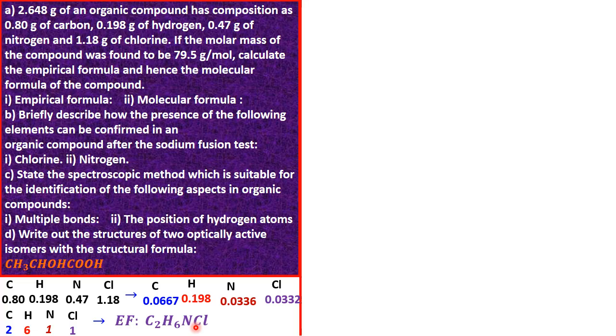Great. But the question wants us to get the molecular formula, right? We have to proceed now to getting the molecular formula of this particular compound. Okay. Now guys, let's note very well that the molecular formula of the compound is simply given as the empirical formula times some constant, which we can call n.